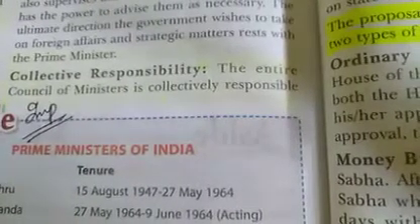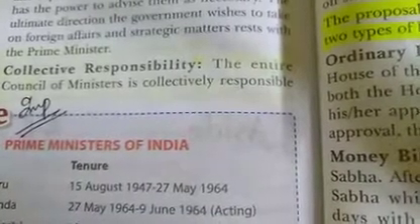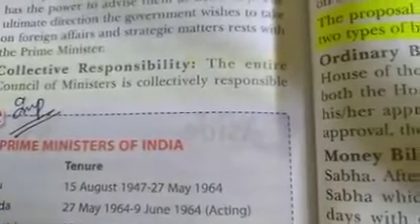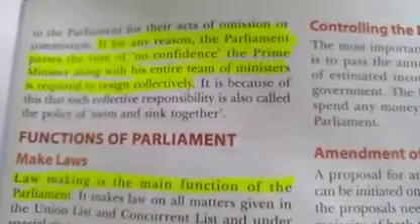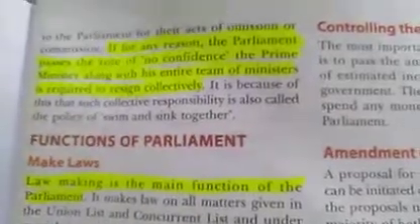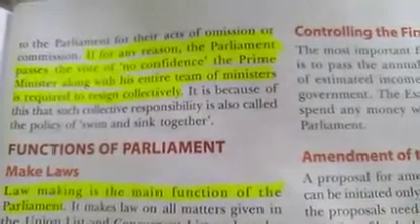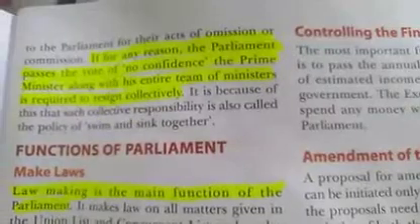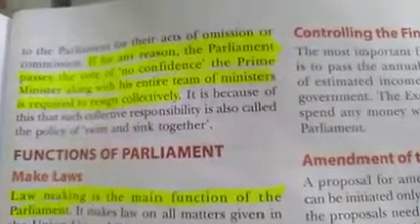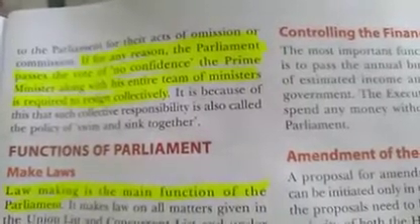Now comes the big thing. The total team of the Council of Ministers is responsible collectively for every operation. Now how? I am explaining. They are responsible to the Parliament for their acts of omission or commission. If for any reason the Parliament passes the vote of no confidence, the Prime Minister, along with his entire team of ministers, is required to resign collectively. It is because of this that such collective responsibility is also called the policy of swim and sink together.